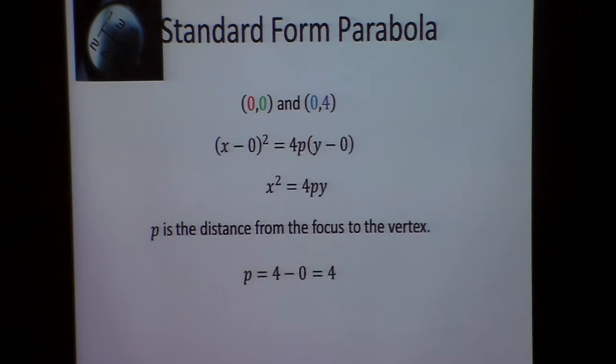So here's what happens. If p is 4, and p is just the distance from the vertex to the focus, that's p, right? So I can just take those two numbers and subtract. That's all I have to do. I end up with 4. I'm going to put in right here, x squared, that 4's there, that 4's there, there's my y. 4 times 4 is 16. And to solve it, I'm just going to get the y by itself. So we divide each side by 16.